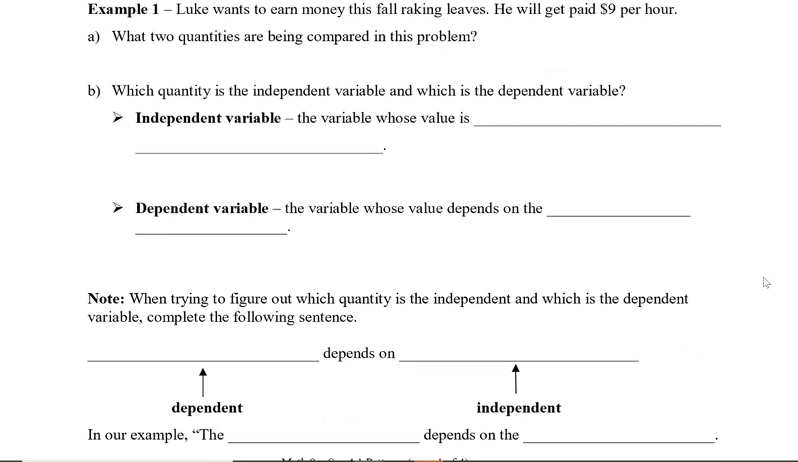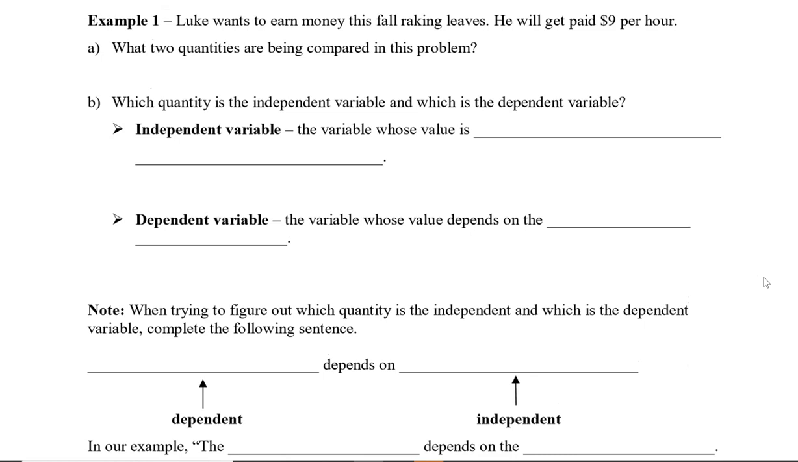So Luke wants to earn money this fall raking leaves. He will get paid $9 per hour. So what two quantities are being compared in this problem? Well, he wants to earn some money and he needs to figure out how many hours he needs to work. So the two quantities are amount earned, stated right here. And the second thing is the number of hours worked.